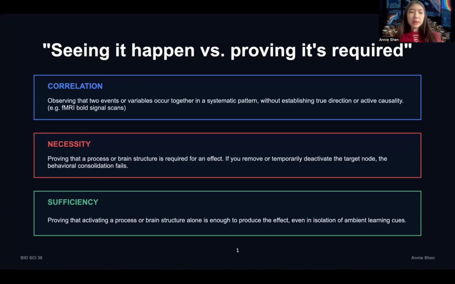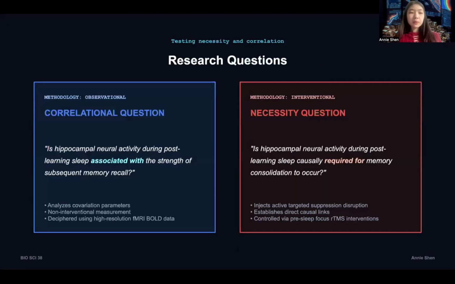Purely observational methods like fMRI, EEG, and other neural imaging can establish correlation alone, but causation claims require manipulation, such as by using lesions, electrical stimulation, etc. This brings us to my research questions.